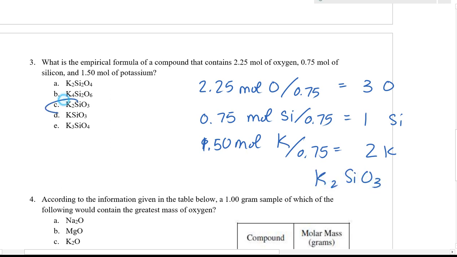K2SiO3. That looks like this right here. Problems like this I've seen on the multiple choice section. You want to be able to do them without a calculator. So there you go.